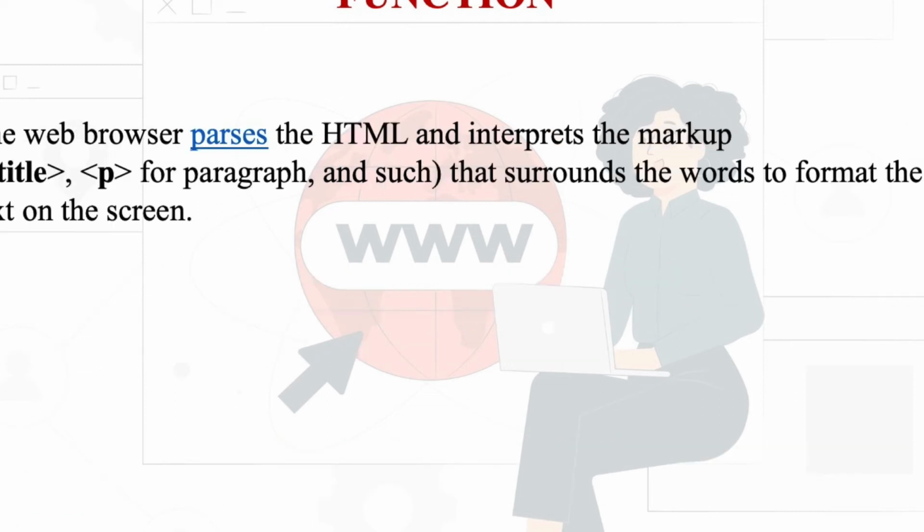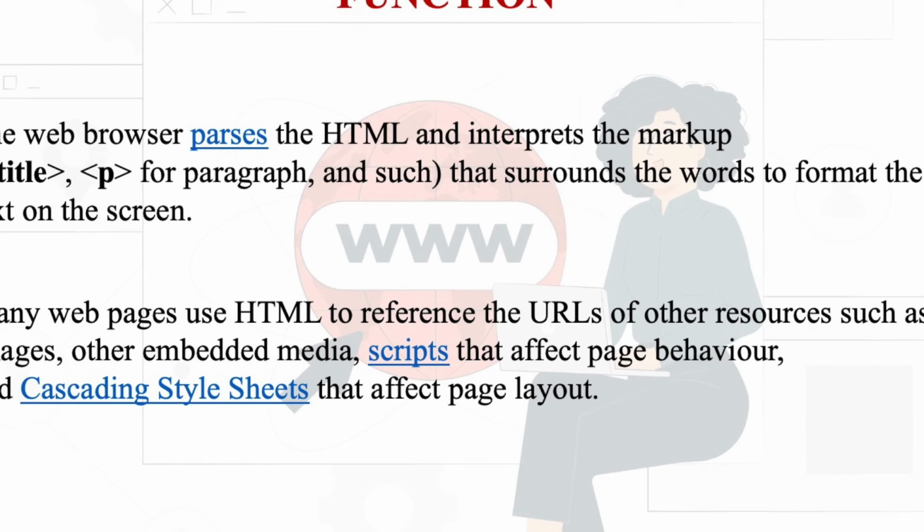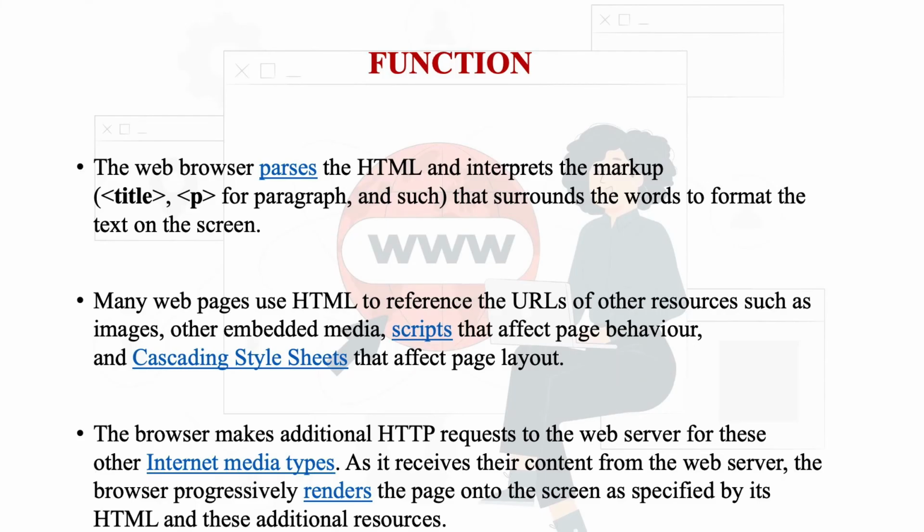The web browser parses the HTML and interprets the markup that surrounds the words to format the text on the screen. Many web pages use HTML to reference the URL of other resources such as images, other embedded media, scripts that affect page behavior, and cascading style sheets that affect page layout. The browser makes additional HTTP requests to the web server for those other internet media types. As it receives their content from the web server, the browser progressively renders the page onto the screen as specified by its HTML and these additional resources.